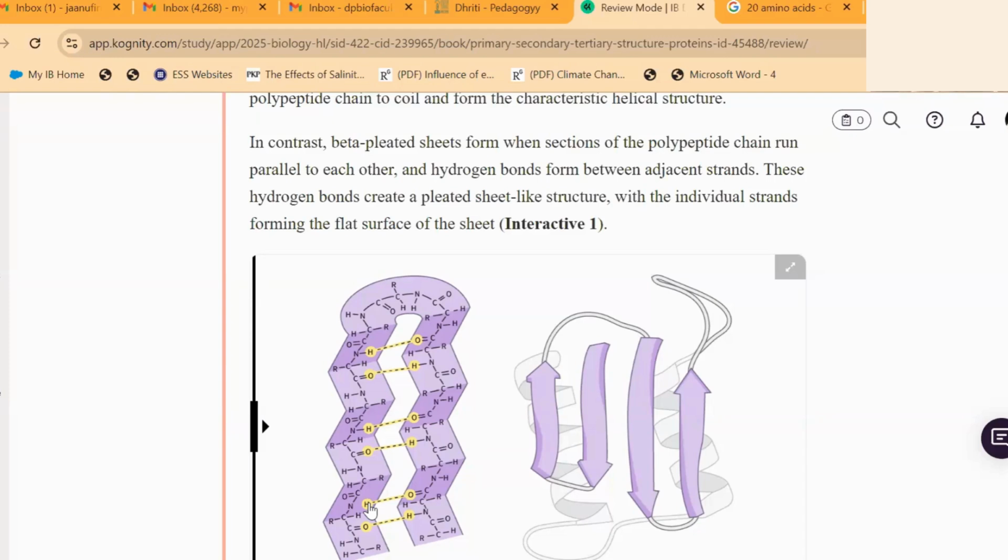So they're formed by polypeptide chains which run anti-parallel to each other, and the hydrogen bonds here are formed between adjacent strands. That's the difference. That's why there is no coiling. So this is the alpha helix, beta pleated, primary structure and all. It is very easy for us to explain.